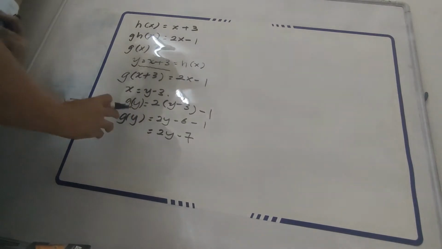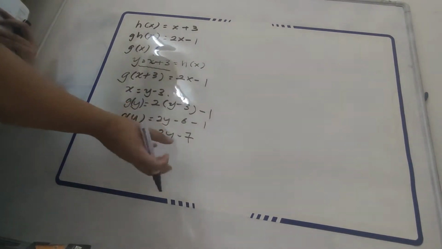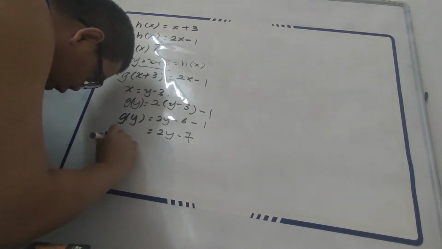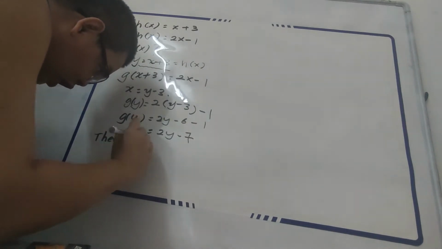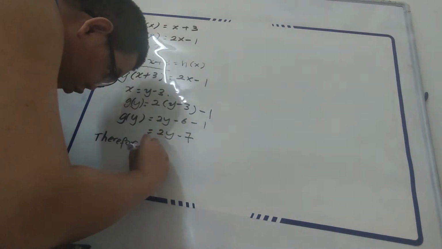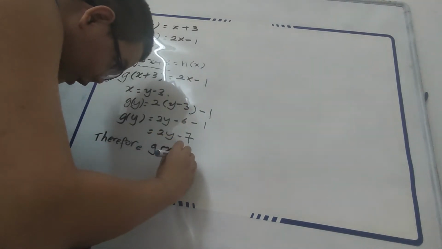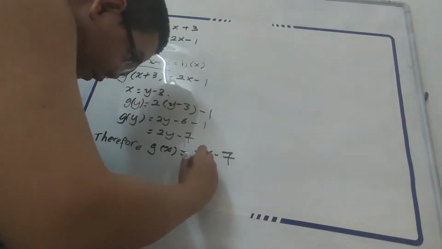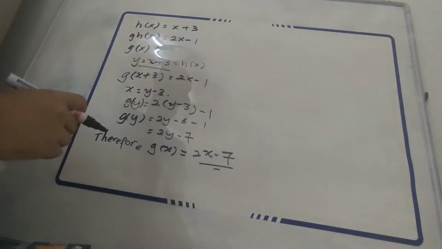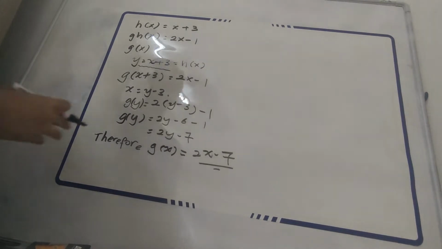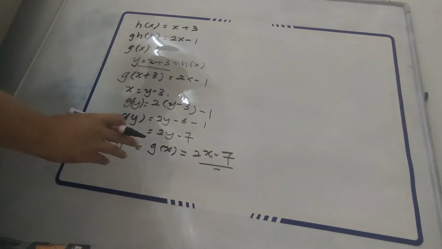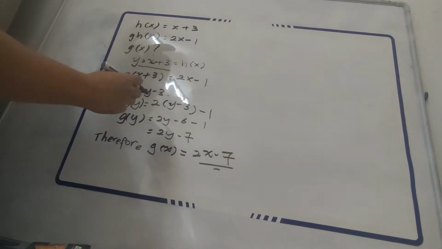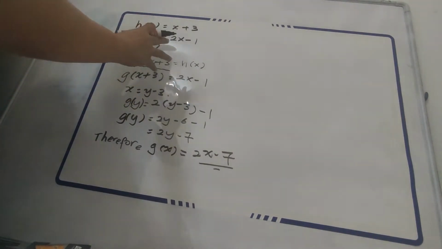Therefore, the y actually can later become x. You replace x inside. So, therefore, g(x) is equal to 2x minus 7. So this is the answer for question number 11. It is the same as question number 10, but the finding method is different.